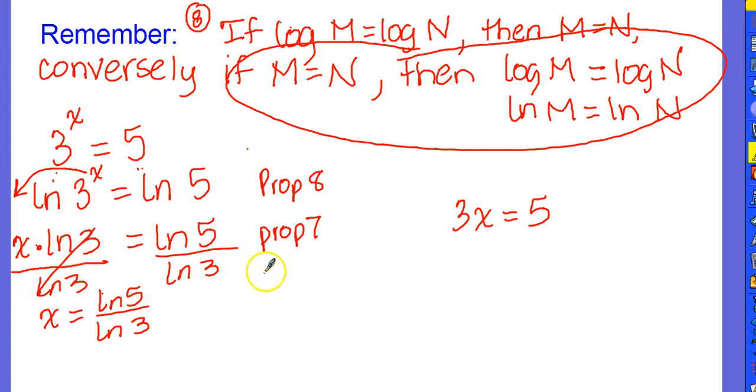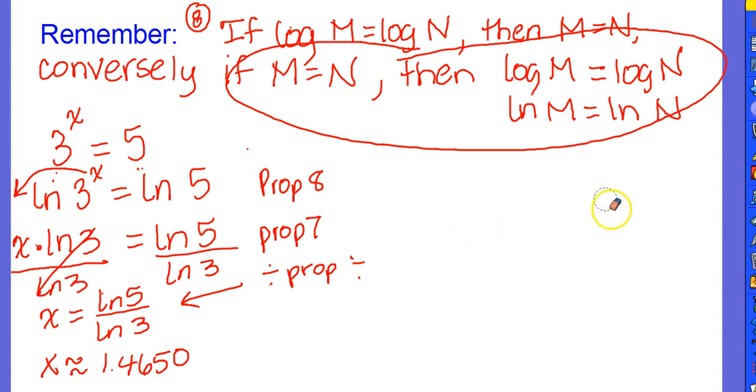What I did there is I used the division property of equality. I divided the same number on both sides of the equation. That's that step right there. Now plug it into the calculator. So x is approximately equal to, we're approximating, it's a log. Typically we'll round to 4 decimal places. I'm getting the answer 1.4650.